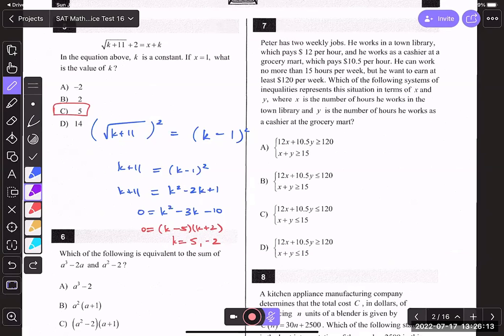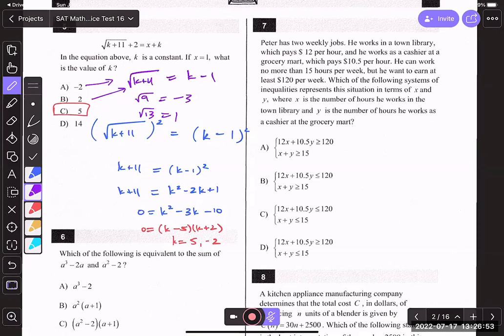Min, what if I told you you didn't have to do all this? What if instead, remember how you got the square root of k plus 11 is equal to k minus 1? Yeah. What if I told you right here, you just plug in the values of k? What if -2? Does square root of 9 equal -3? No. What if I plug in +2? Square root of 13 equals 1? No. If I plug in 5, does square root of 16 equal 4? Oh, okay, it's 5. Do you see how much easier that is?